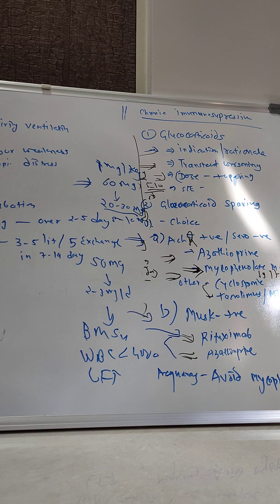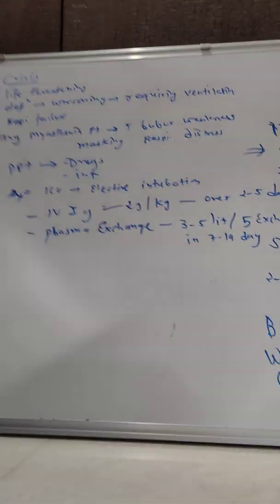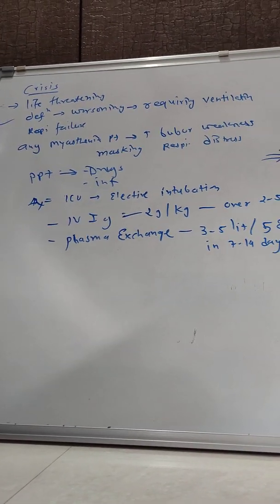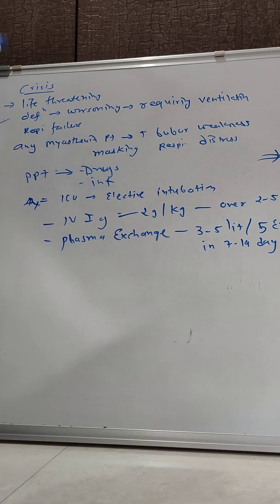So we have discussed drug therapy as a chronic immune therapy. Now we will discuss an acute therapy, that is called myasthenic crisis. What is a crisis? Crisis is any life-threatening condition or worsening of myasthenia which requires ventilation, called a myasthenic crisis or an impending respiratory failure.